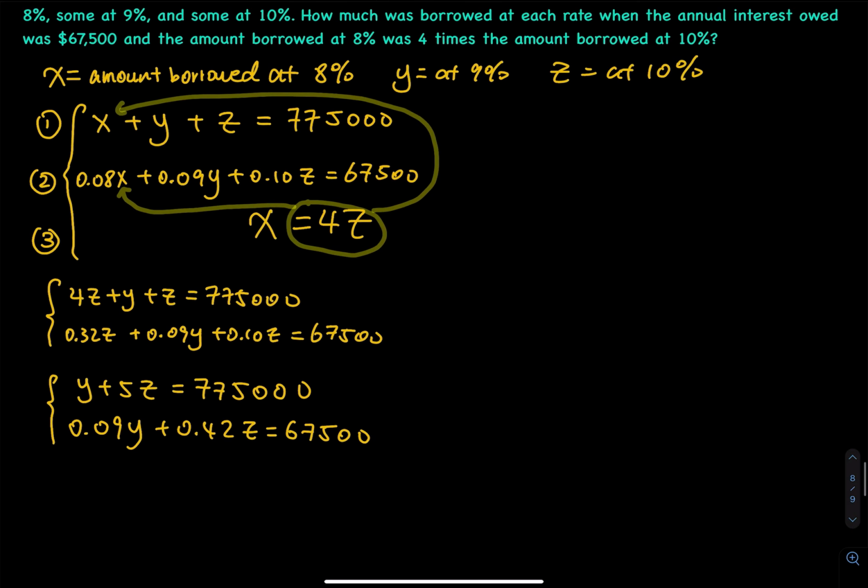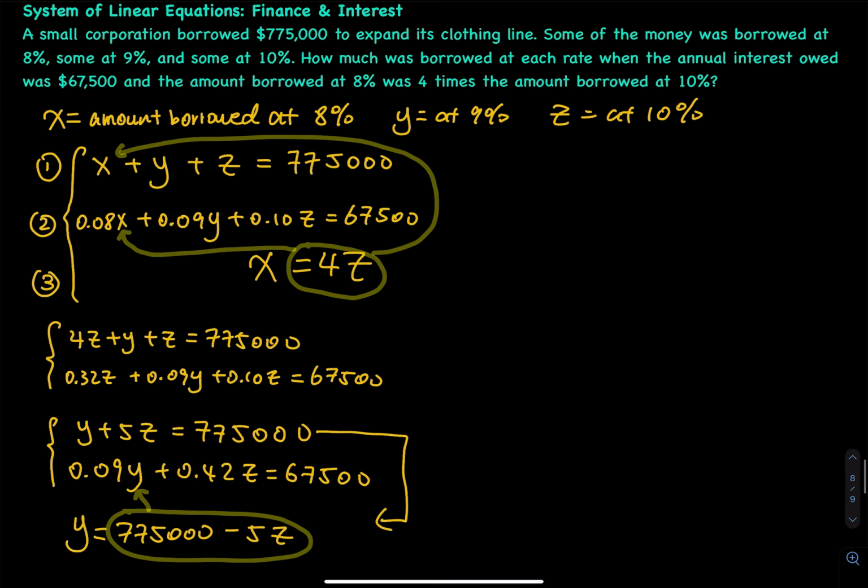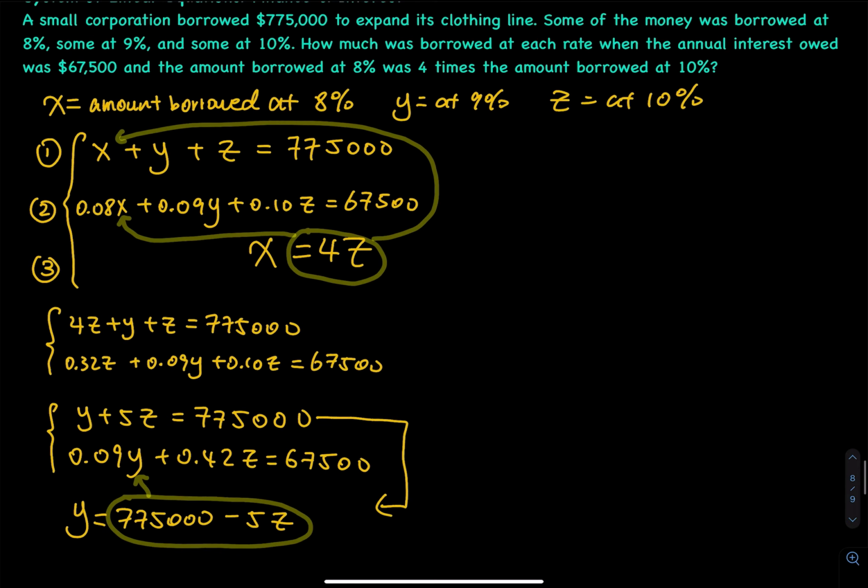Okay, so what else can we do? Can I rewrite this equation as y equals 5z? No, actually I will take the total minus the 5z, and then I will do a substitution. So this is what y equals, right? I am going to substitute this y over here. Let's see what we get after the substitution.